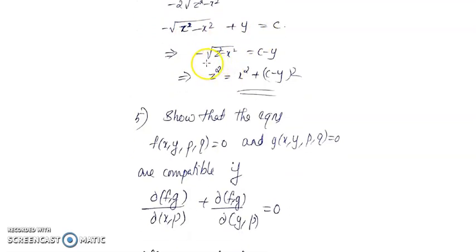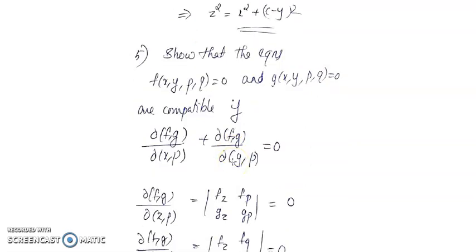So you will get minus root of z square minus x square equal to c minus y, or you can write in the form z square equal to x square plus c minus y whole square. So this is the required solution.